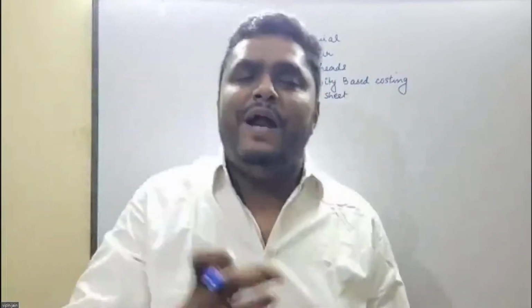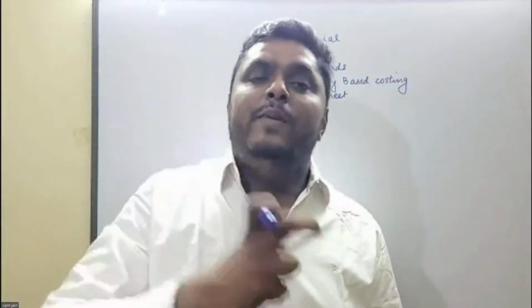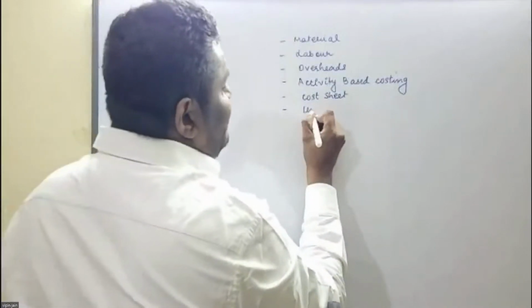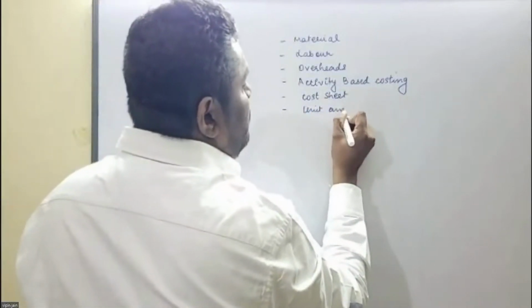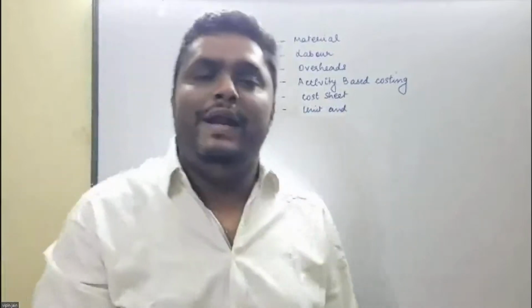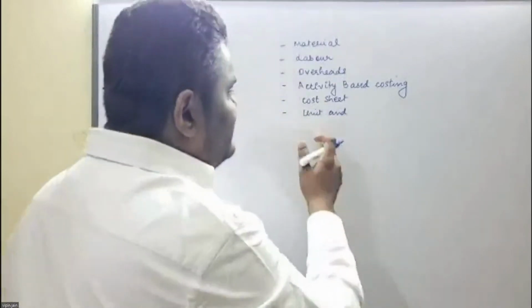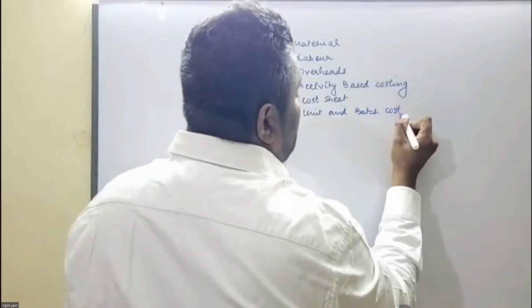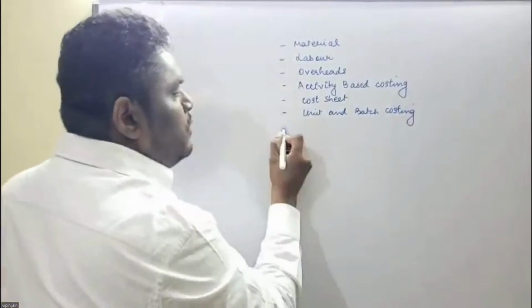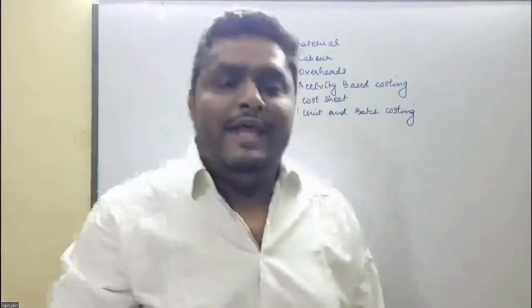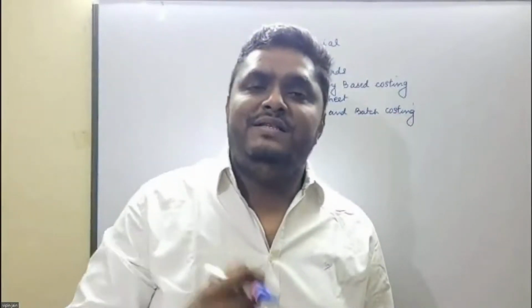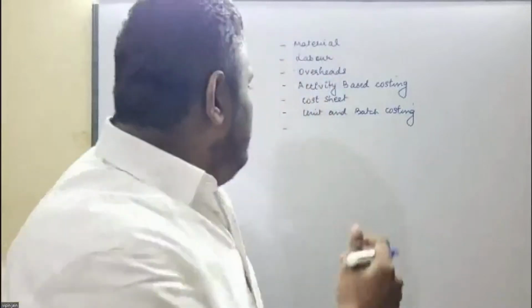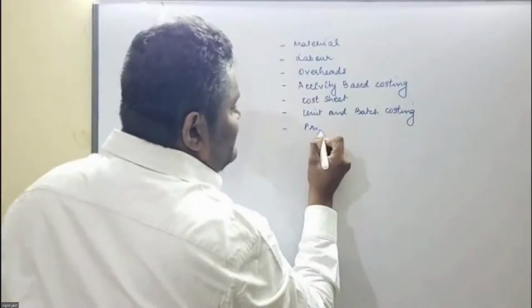Now comes the next part of the syllabus, wherein we'll be discussing a few methods of costing. That is unit and batch costing, wherein if you want to calculate the cost of a batch, we'll be discussing unit and batch costing. These are the methods of costing. Thereafter, three more chapters: process costing, contract costing, and service costing. First of all, we will be discussing process costing.